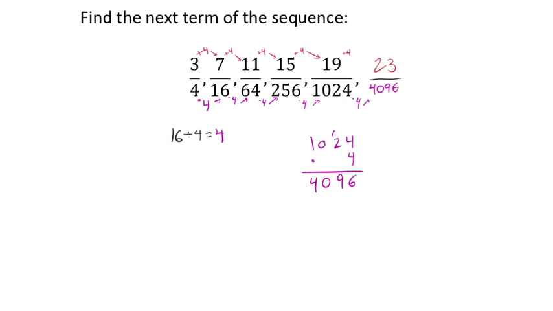So our overall fraction is 23 over 4,096, which is a really weird number, but that's what we got. And again, we can see they used a different pattern for the denominator than they did for the numerator, which I would say plan on that.